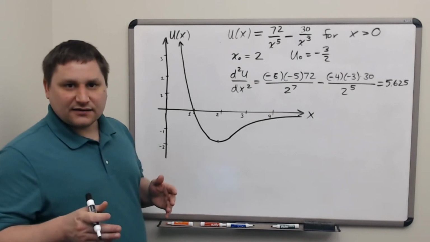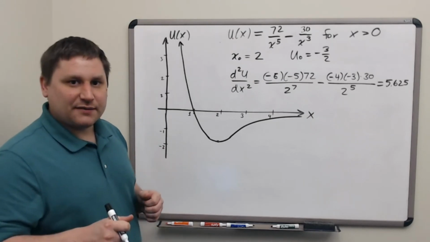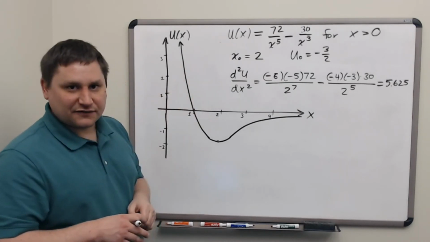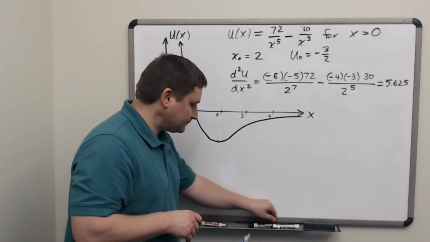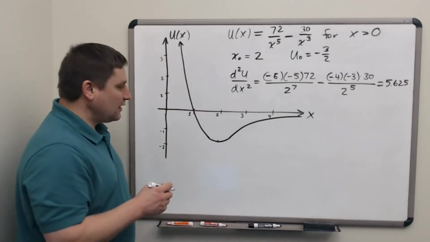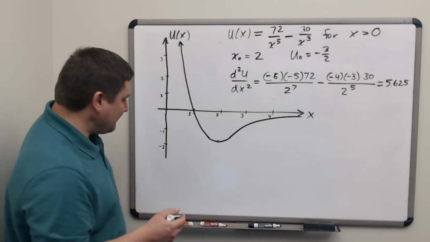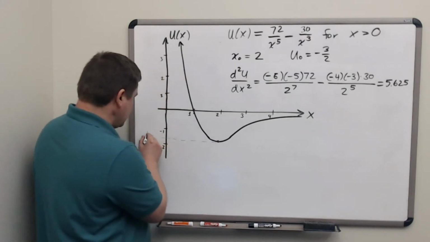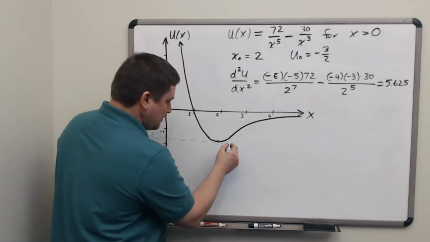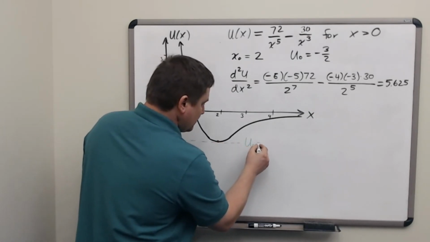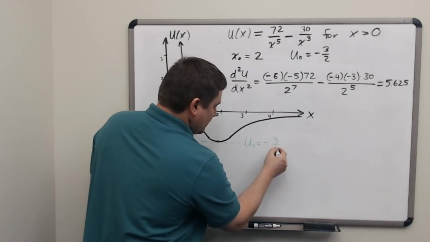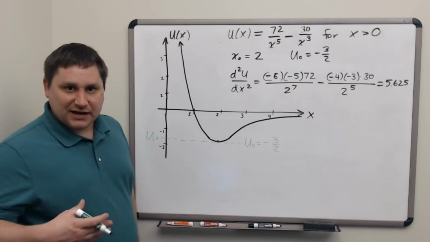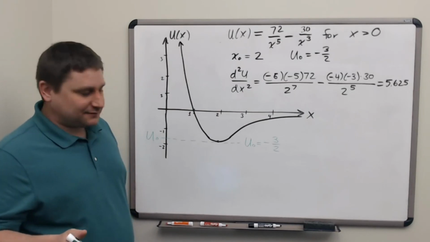Now let's look at two qualitative conclusions we can make about the behavior of a system governed by this potential energy function. Let's consider an energy level equal to U0. Recall that U0 was -3/2. This is the minimum energy that this system could possess.